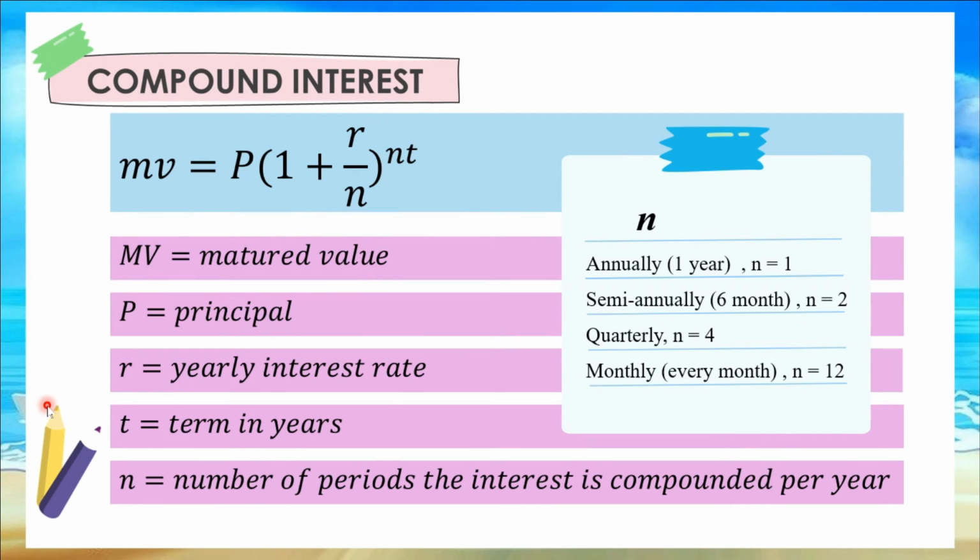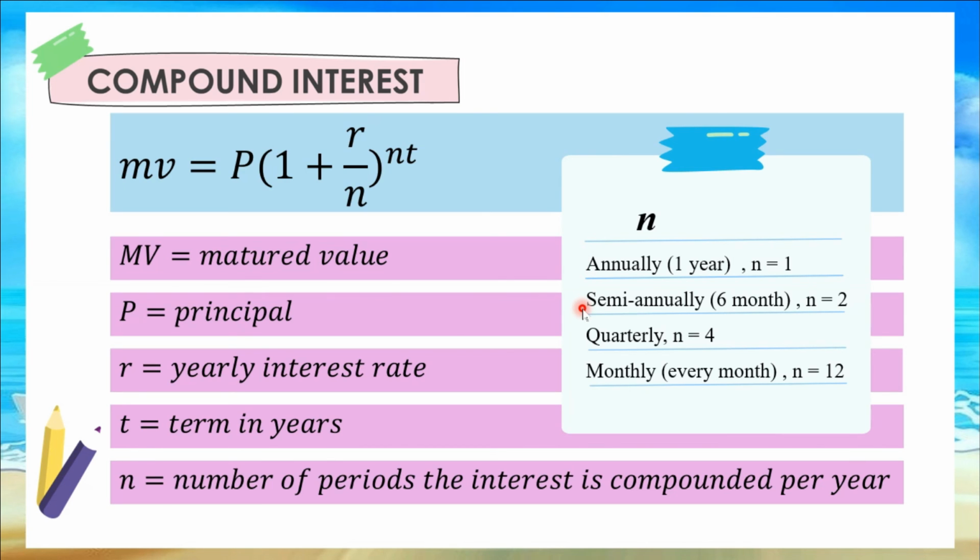Based on the example, the amount can be found directly by using the compound interest formula. The maturity value equals P bracket 1 plus R over N close the bracket power NT, where P is the principal, R is the yearly interest rate, T is the term in years, and N is the number of periods the interest is compounded per year. What is N? We can look at the notes here. If the question says the interest is compounded annually, it means once a year. So N equal to 1 means in 1 year you get 1 time interest.